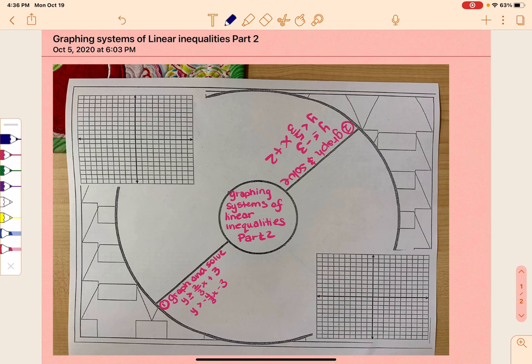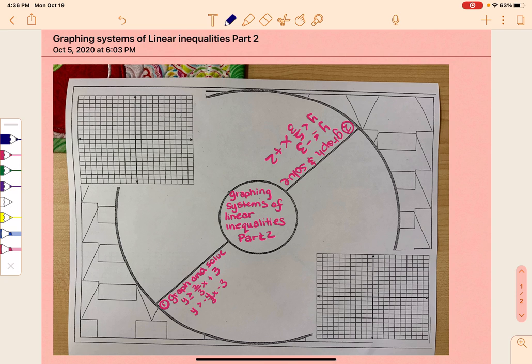Hi guys, today we're going to keep going with our graphing systems of linear inequalities. I'm going to call this part 2, but we are going to do the same thing. We're going to take two inequalities, find those four important pieces: slope, y-intercept, type of line, and the direction of shading for both of these. And then from that, we're going to be able to graph both of them on the same graph.